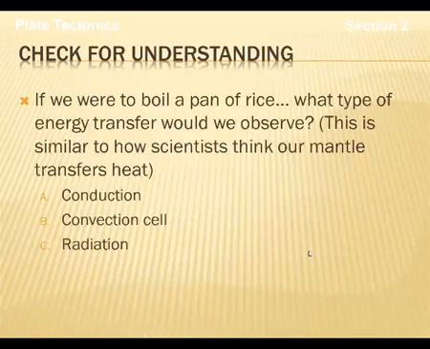So if we were to boil a pan of rice, what type of energy transfer would we observe? This is a similar process that scientists think is actually occurring within our mantle. So hold your fingers up. 1 for A, conduction. 2 for B, convection cell. 3 for C, radiation. Everyone should have a number 2 up for convection cell. So think back to that conduction, convection, and radiation lab that we did. We have this energy transfer that's happening due to the uneven heating of a fluid.